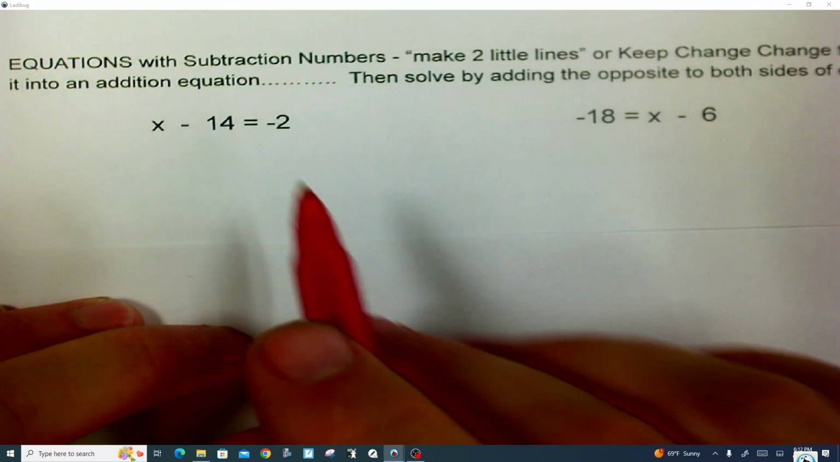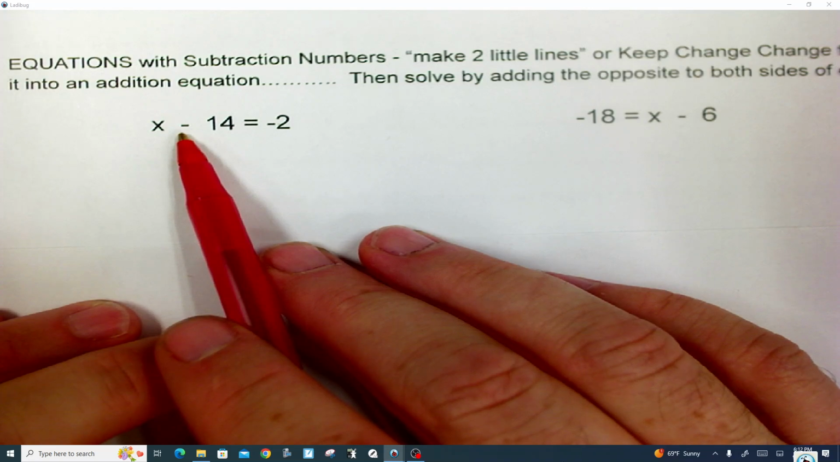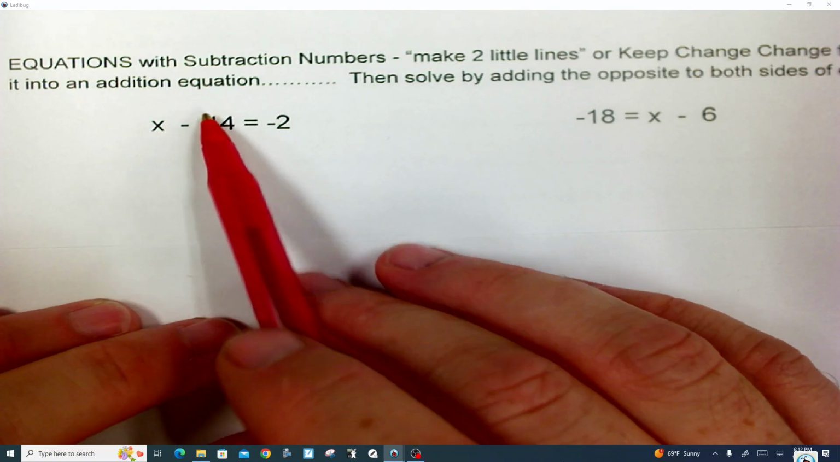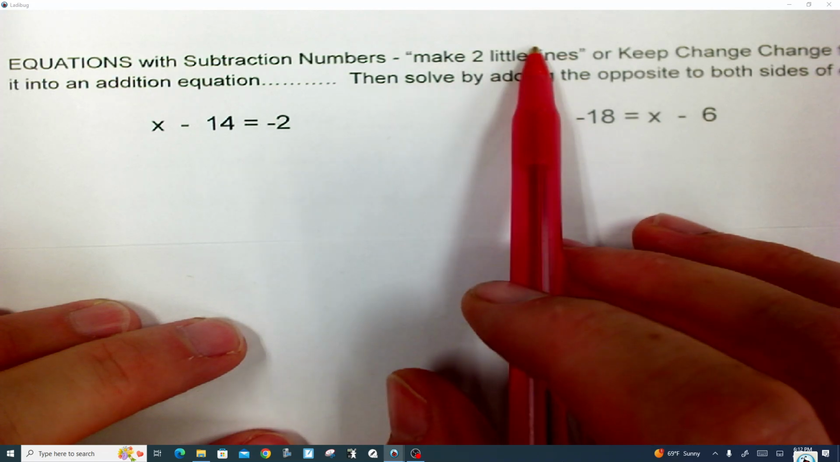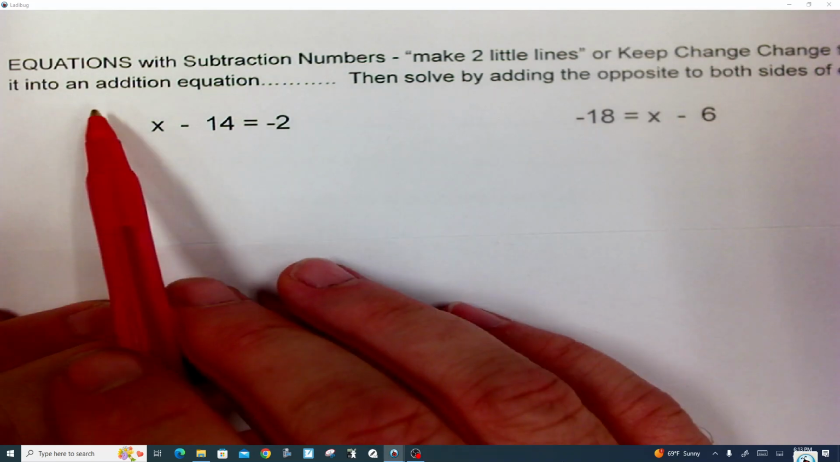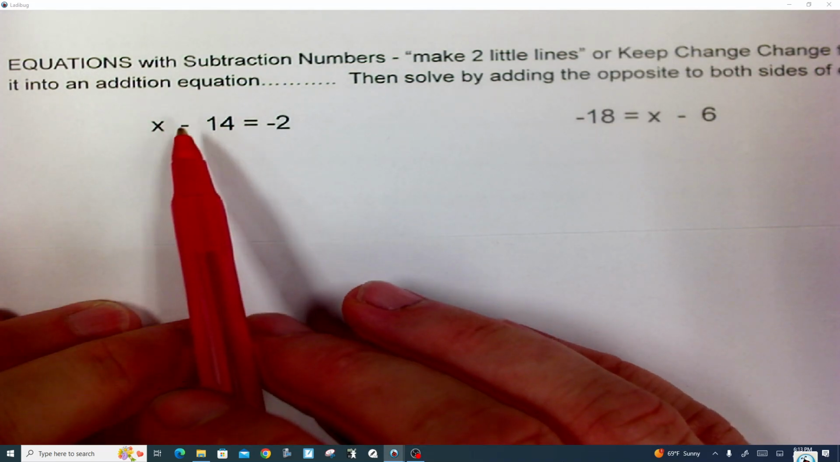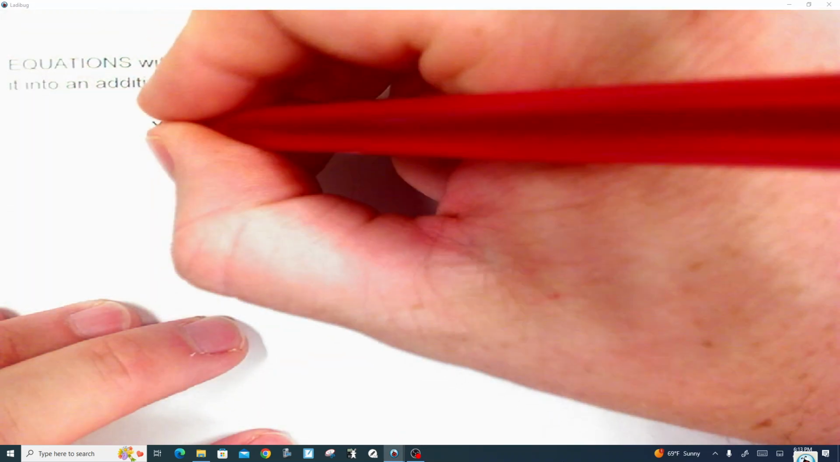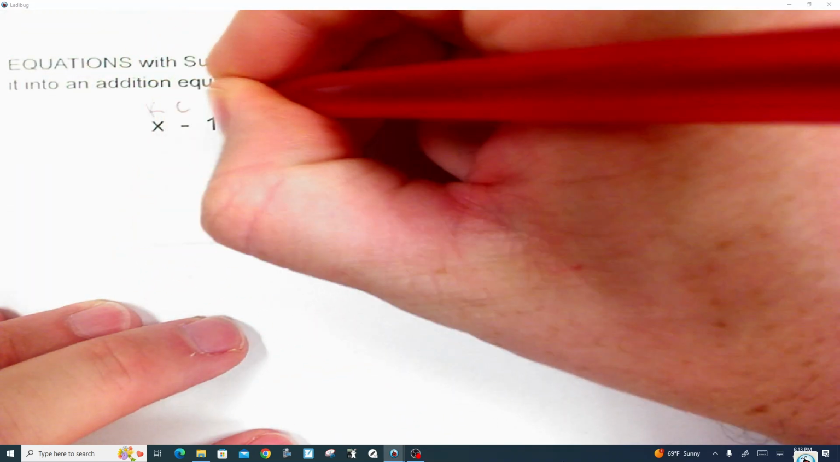But what about equations that have the subtraction symbol in there? They're not adding a number, they're subtracting a number. Well, I want you to make the two little lines, or basically we've said keep, change, to make it into an addition equation. Essentially, we're going to add the opposite. So keep this one, change, and change.